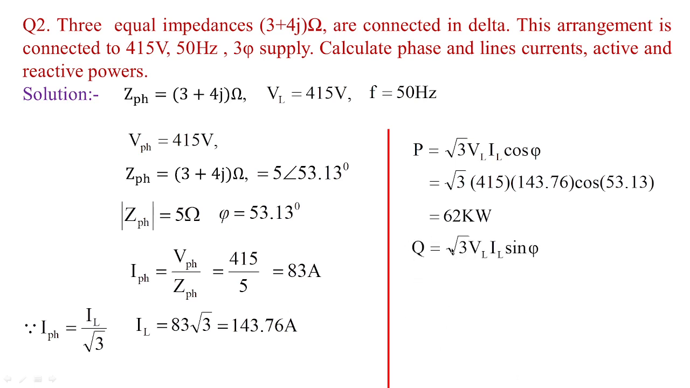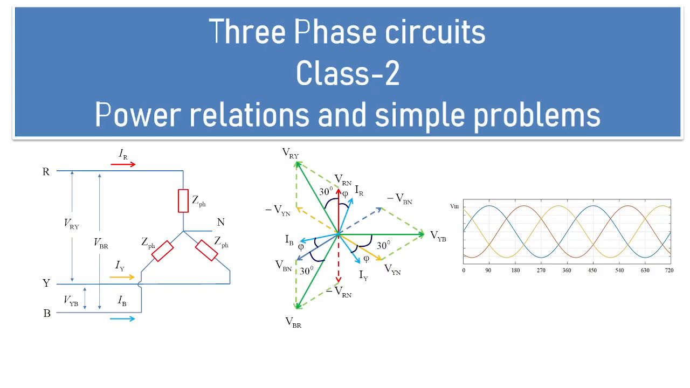Similarly, the reactive power will be root 3 VL IL sin phi. So substituting the values of voltage and current in terms of line, we are going to get the value of reactive power as 82.6 kilovolt ampere. So this is how we calculate the problems involved with three-phase circuits under the simple category.